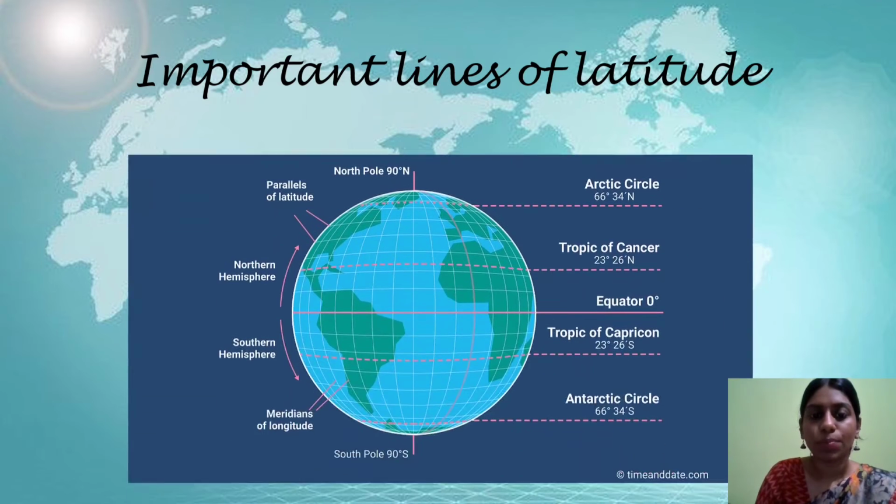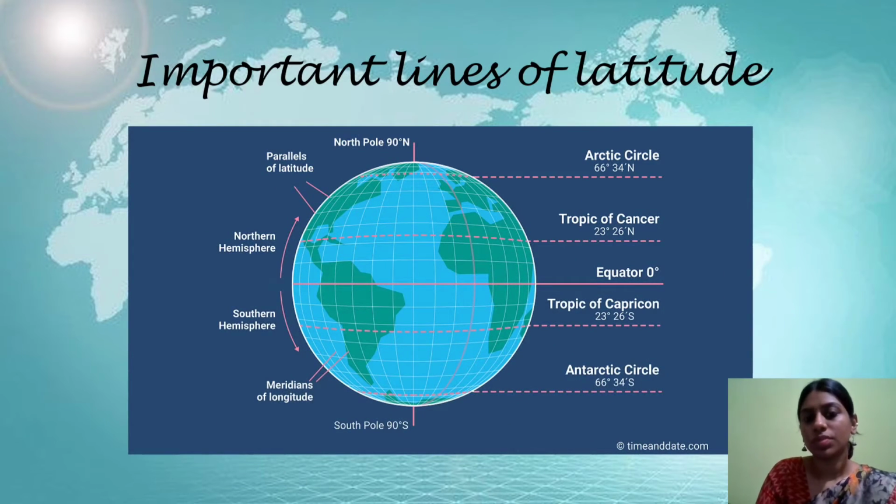Now we will learn about the important lines of latitude. As we learned before, latitude means the horizontal lines, that is the sleeping lines that are all over the globe. Starting from the topmost at the North Pole is the Arctic Circle. The next one is the Tropic of Cancer. Then in the middle, we already know it is the Equator. Next is the Tropic of Capricorn. And last, at the bottom near the South Pole, it is the Antarctic Circle.